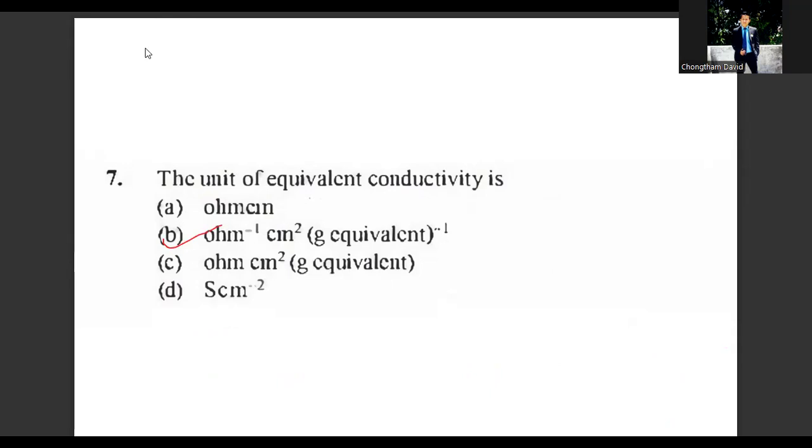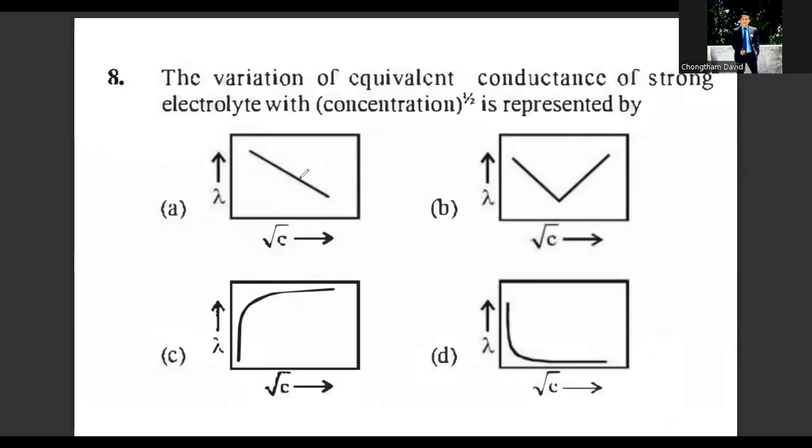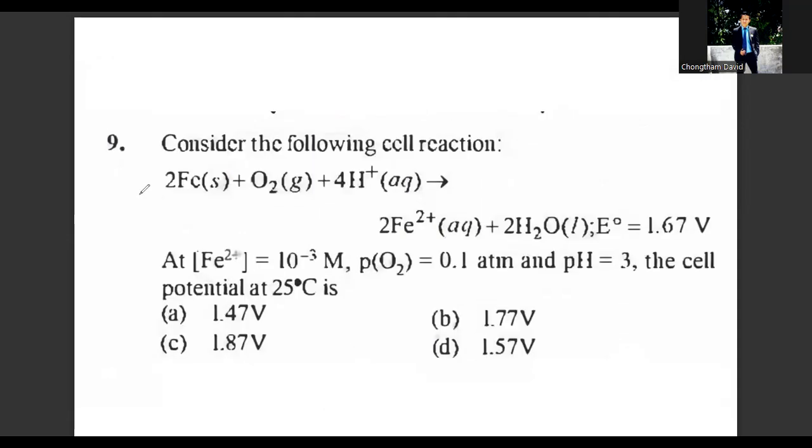Clear? Let's read question number 8. The variation of equivalent conductance of strong electrolyte with the concentration. Actually, this is based on your Debye-Huckel's equation. So in case of equivalent conductance of strong electrolyte, there is little increase with the dilution. So A would be the answer to question number 8. This is your theory-based question. Moving on to next question number 9.